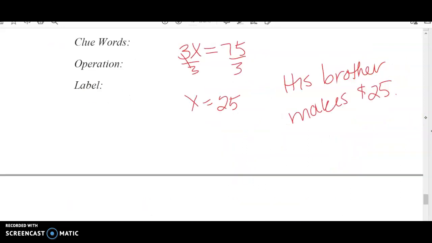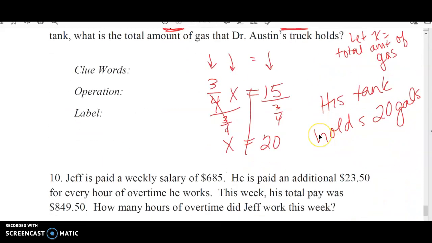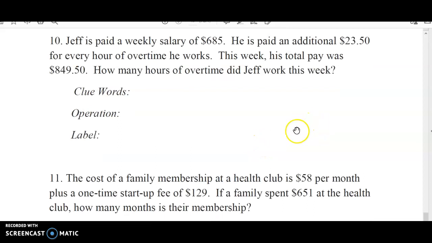Okay, because 3/4 of his tank was 20 gallons. All right. The next two are a little different. All the other problems we had only had 2 numbers in it. This one's going to have 3. The next two have 3 numbers.